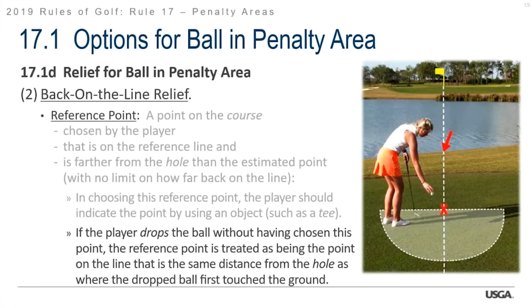If the player does drop the ball without selecting that reference point, the reference point is going to be selected for you, so to speak. It's going to be treated as being the point on that line that is the same distance from the hole as where the ball struck the ground. So for example, this player here, if she does not select a reference point and drops it, the equidistant point on that reference line becomes her reference point. So if her ball even moves forward a little bit, it's likely going to be outside of the relief area and it's going to require a redrop.